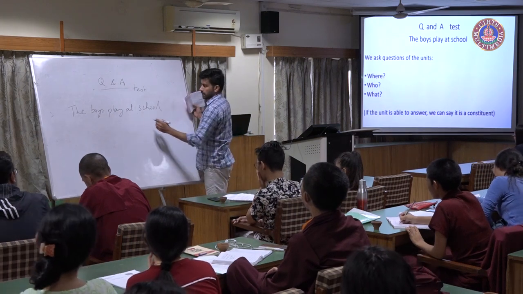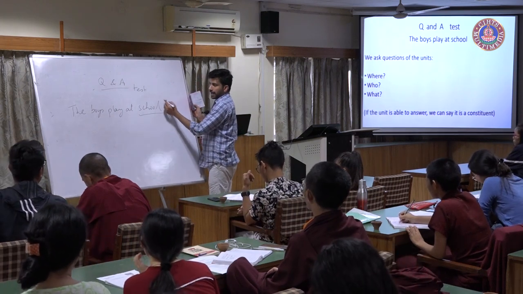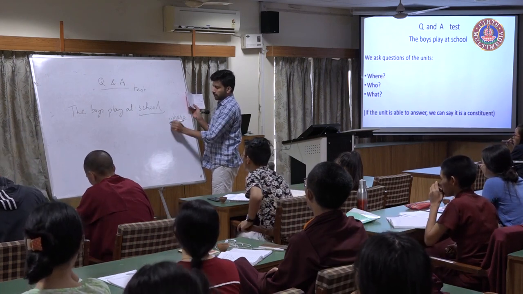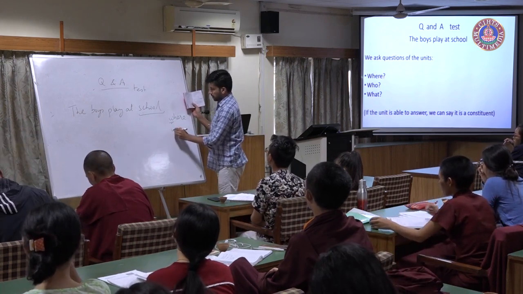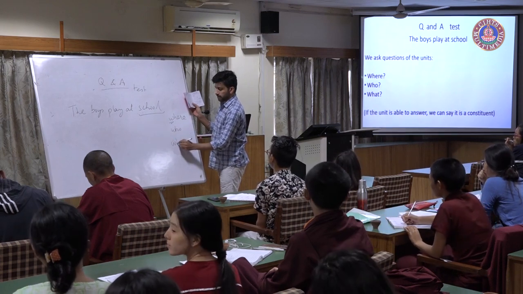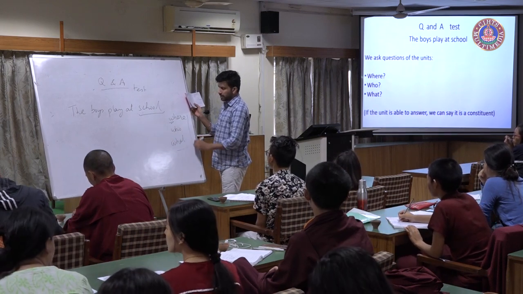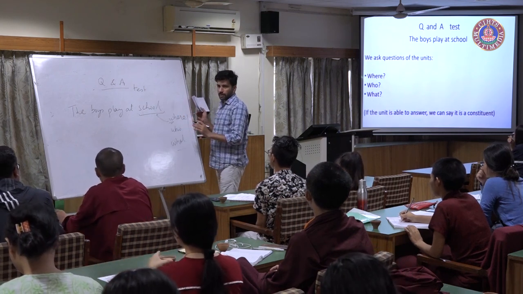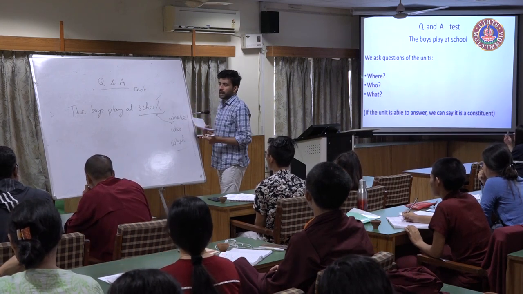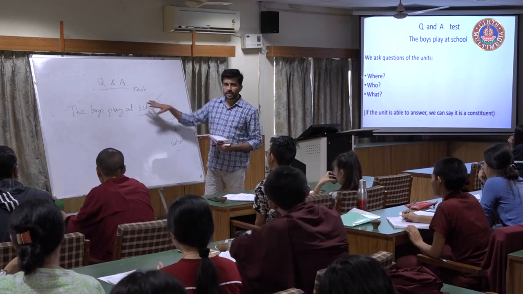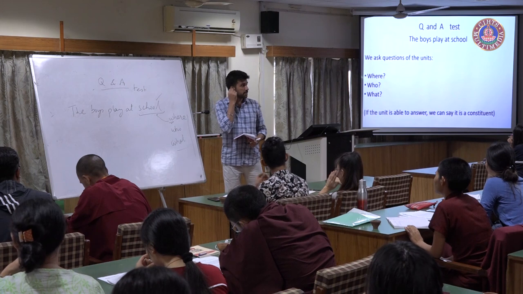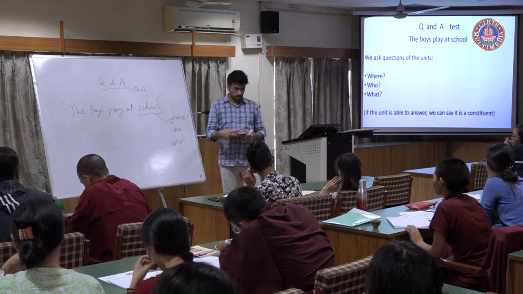Now, we take a unit and try to answer a question. Mostly these are WH questions, like where, who, what. We'll only take these. So, the boys play where, and the answer is a valid one, school. So this is a constituent. Constituent means that this is logically placed. Its position in the word order of the sentence makes sense.